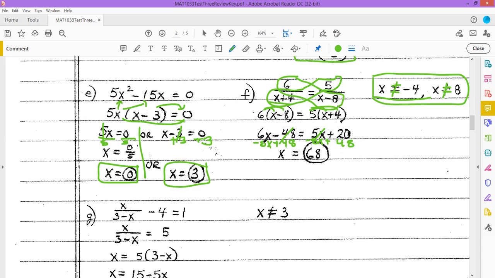And 6x minus 5x gives us x on the left. On the right side, 20 plus 48 gives us 68. So here's our solution, x equals 68.